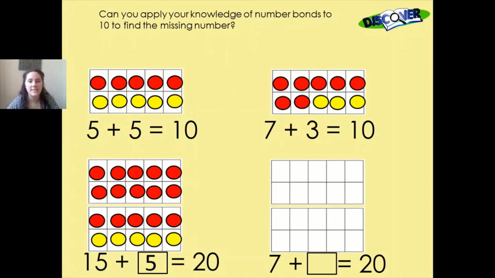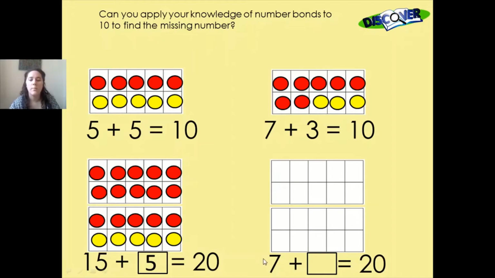Okay, let's look at our next missing number and see if our number bonds to 10 will help us find that answer. The question says 7 plus what equals 20? And I've got my number bond up here, 7 plus 3, which we know makes 10, is going to help us. Have a little pause of the video and see if you can guess what that missing number might be by using the information we have here. Have you done that? Let's see if you were right.